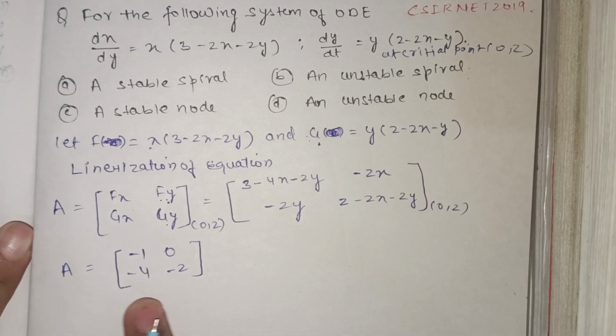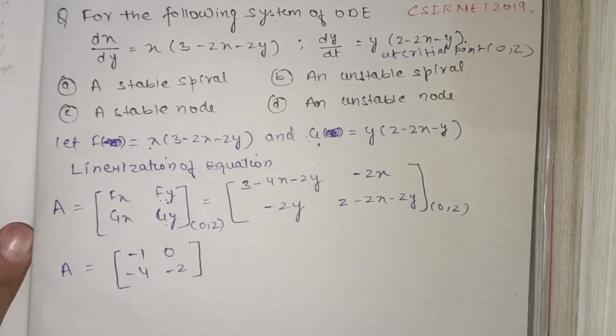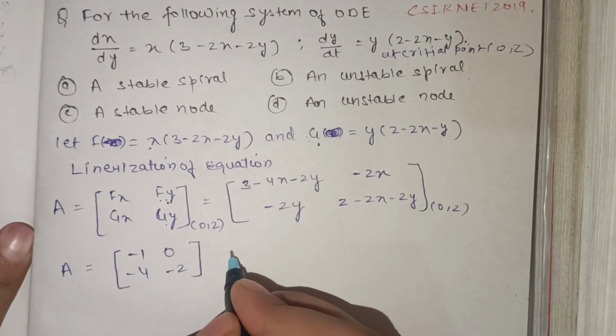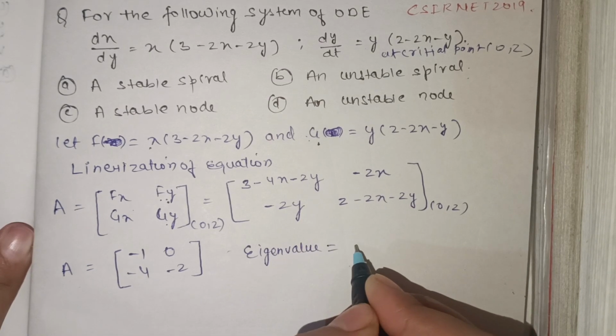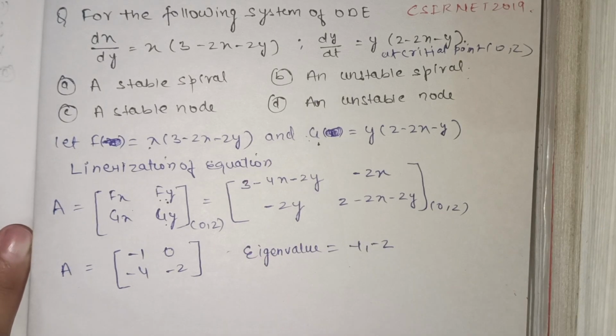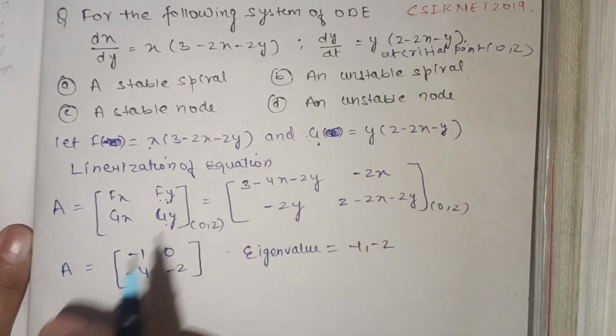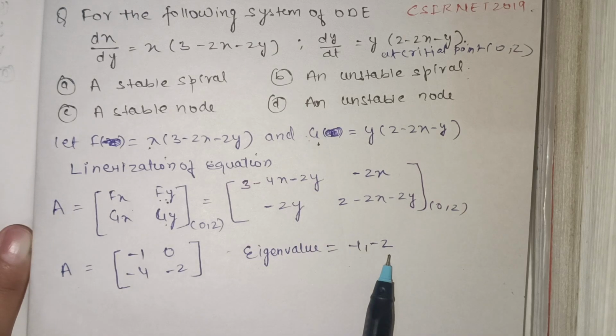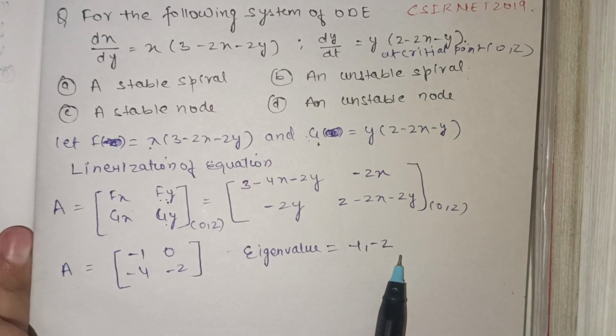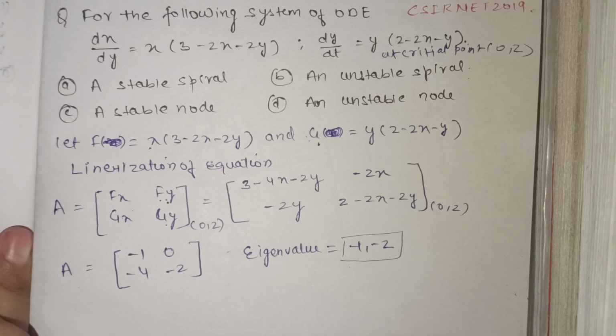Now we see this matrix is a lower triangular matrix. So the eigenvalues of this matrix are -1 and -2. As it is a lower triangular matrix, we don't need to find the characteristic equation. We can easily find the eigenvalues without finding the characteristic equation. So -2 and -1 are the eigenvalues of this matrix.